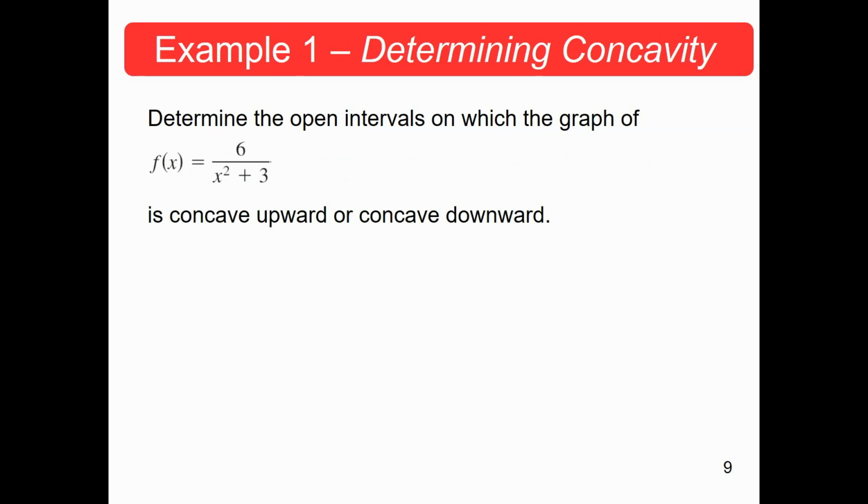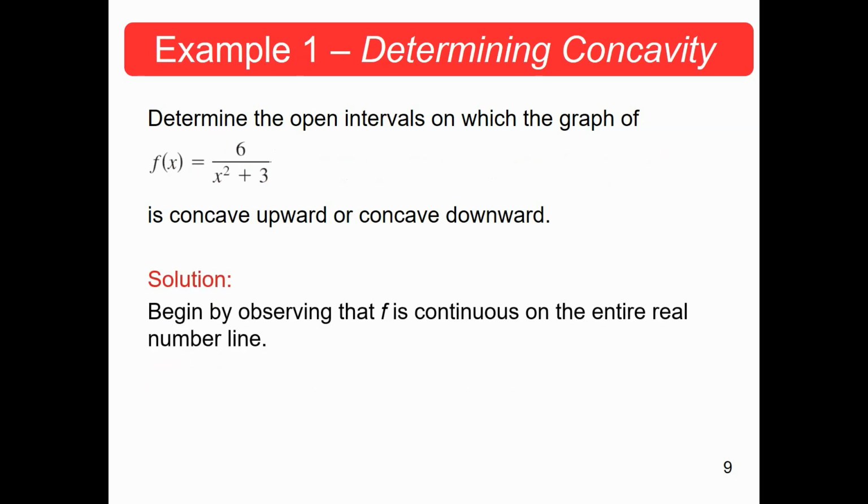So first thing we have to do is notice it is continuous on the entire real number line. x squared plus 3 can never be 0, so there's no value that's being excluded. All right, so that's the first thing. Next, let's find the derivative.